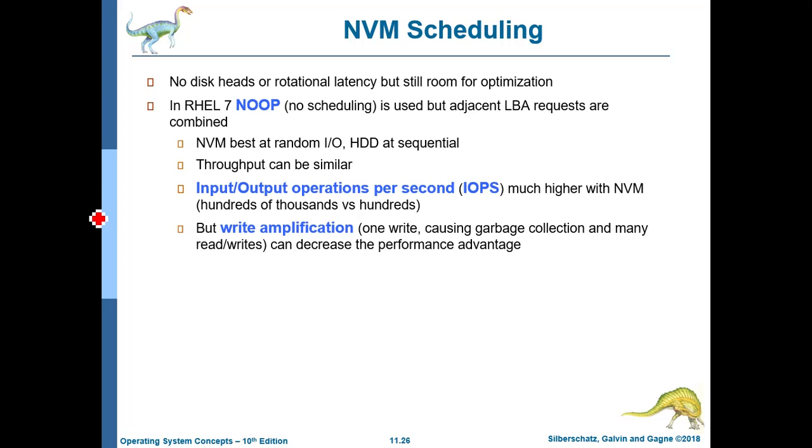And then we also have write amplification. One write causing garbage collection and many reads or writes can decrease the performance advantage. Write amplification is the creation of IO requests not by the application but by NVM devices doing garbage collection and space management, potentially impacting the device's write performance.